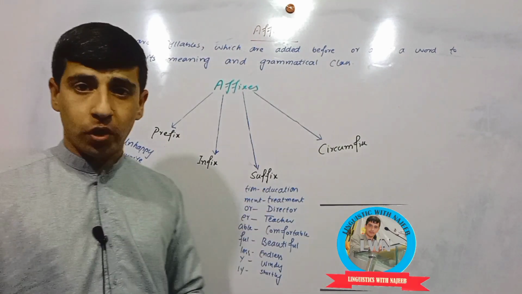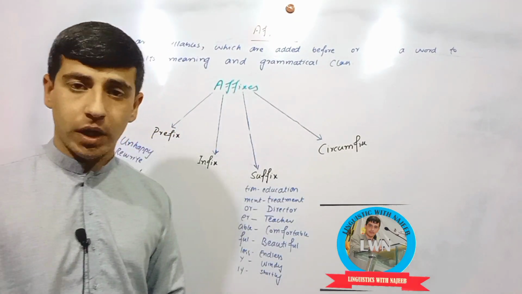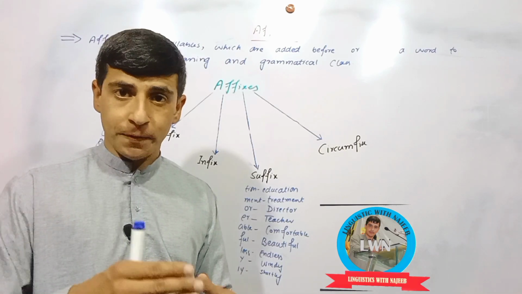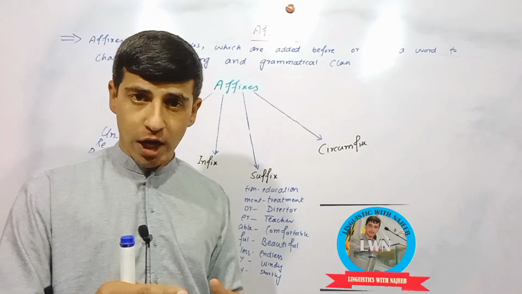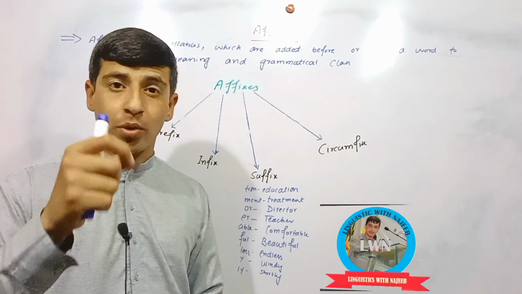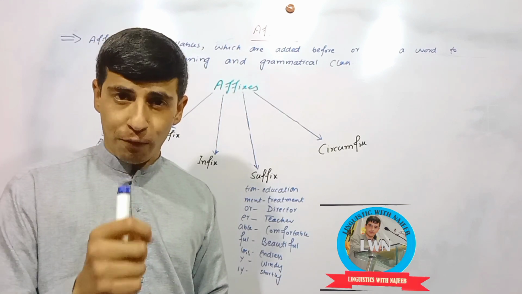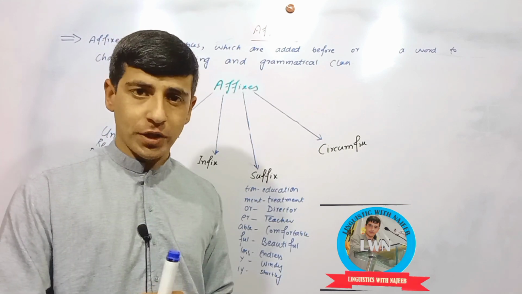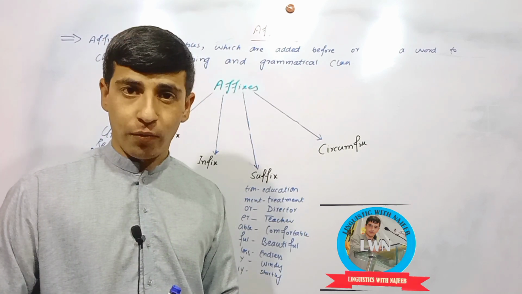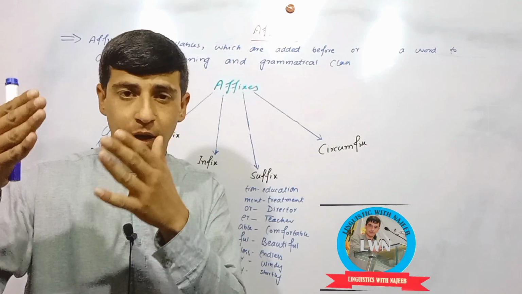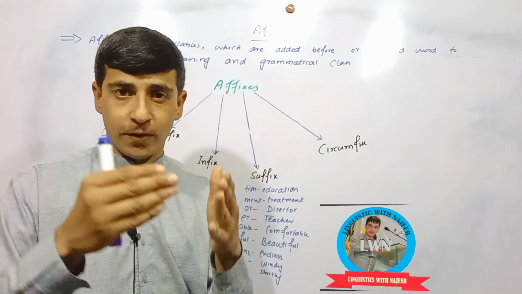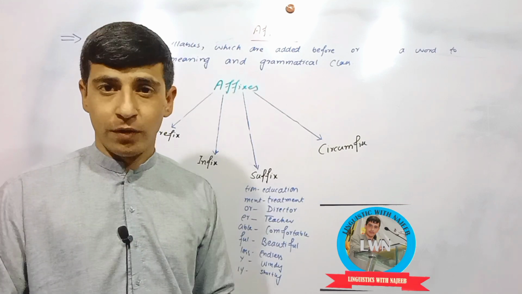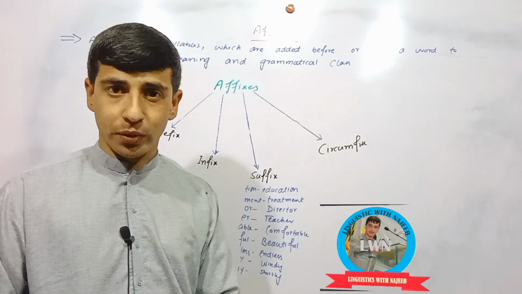Next we have suffixes. A suffix is a syllable that is added after a word to change its meaning and also its grammatical class. Whenever we add a suffix, it also changes the grammatical class. For example, a verb can become a noun, an adjective can become an adverb, or a noun can become an adjective. So we have different examples.